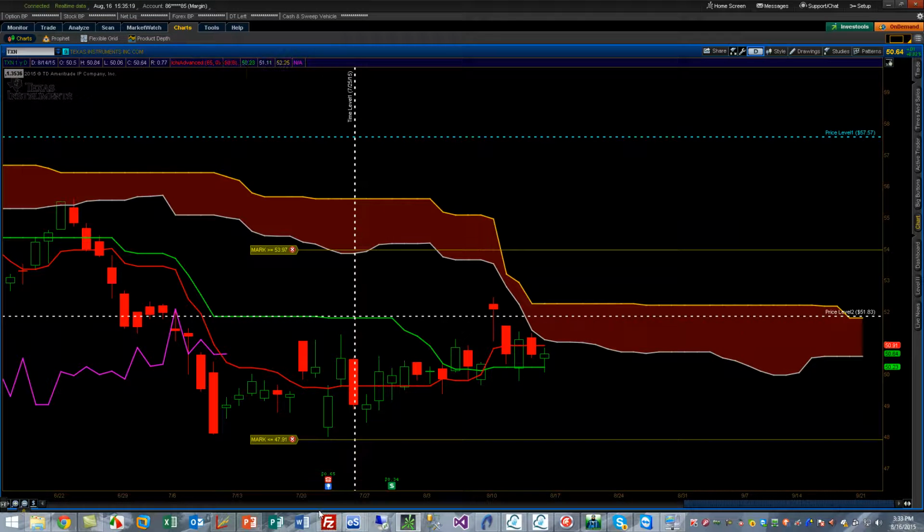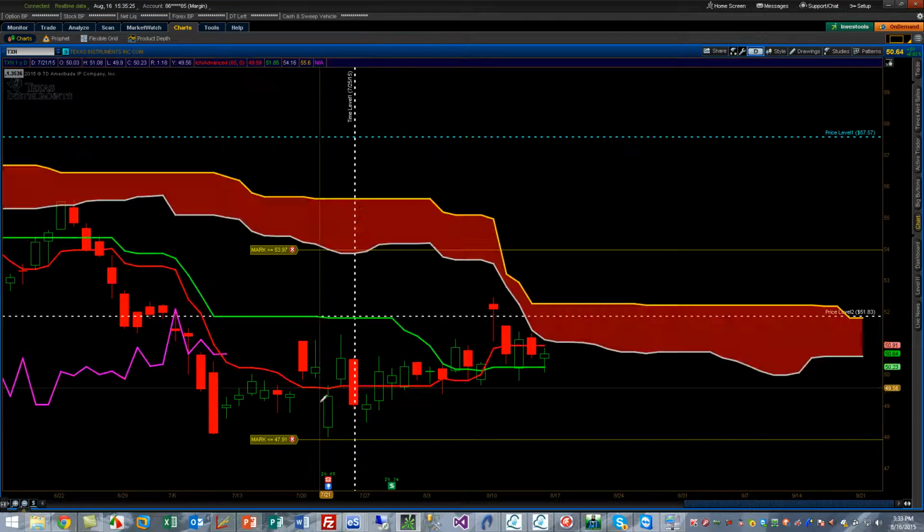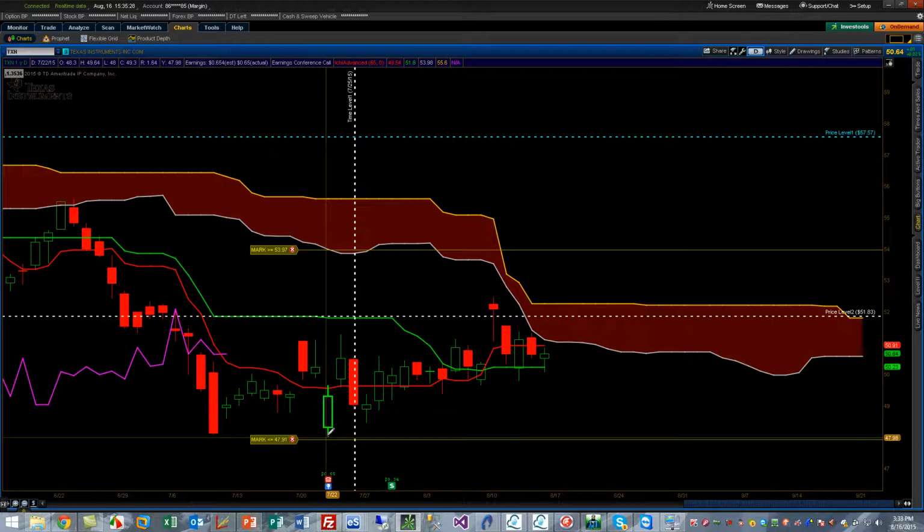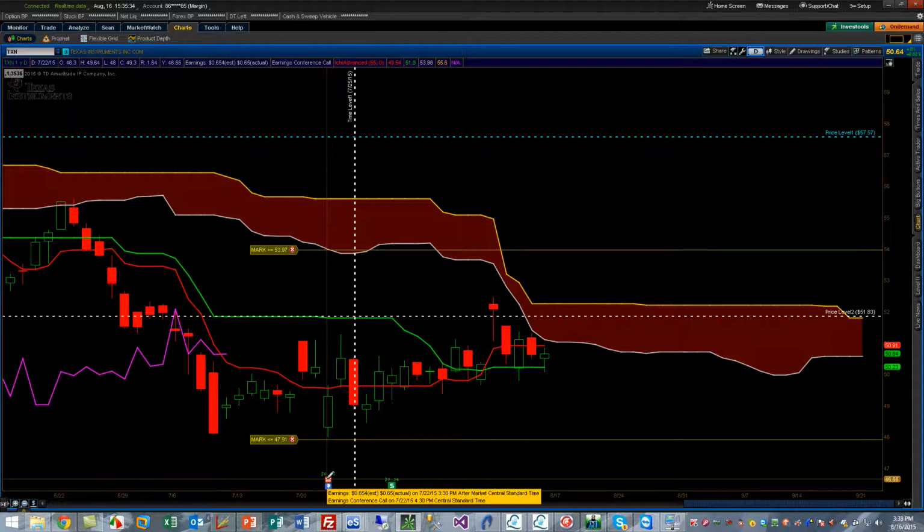A perfect example of this trade here is Texas Instruments. You could see here on the earnings announcement, the stock came all the way down here during the announcement, and then came back up here and closed up here. Okay, and you could see that was basically the earnings announcement here.